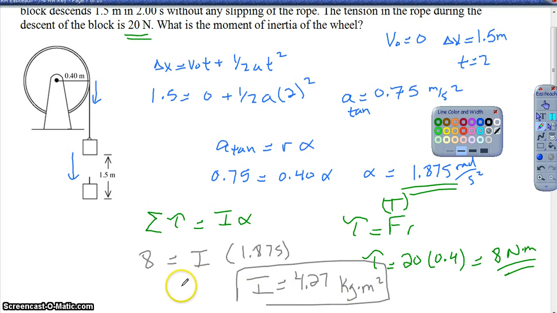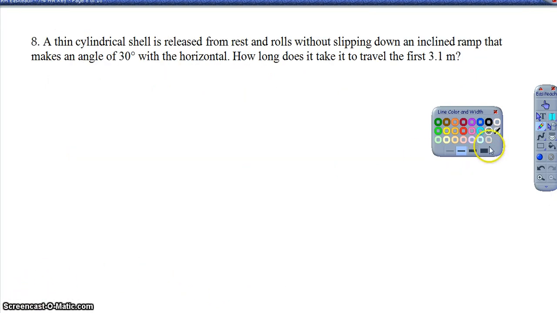Again, a little bit easier because I didn't have to set up a full system of equations to get there. Okay, so question 8 is very similar to a question we used to do. However, it is one question we have to be careful about. So we've got a ramp and then we've got a cylinder. It does tell us it's a cylindrical shell, so a thin cylindrical shell.